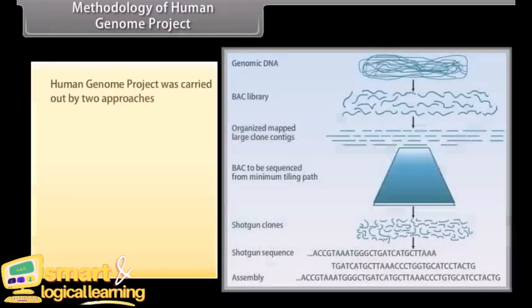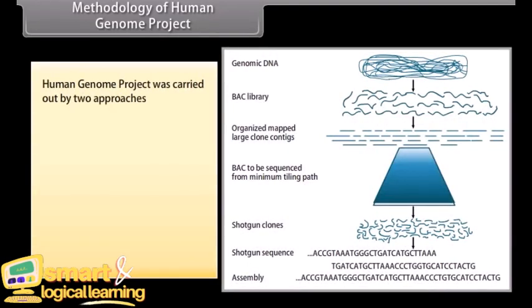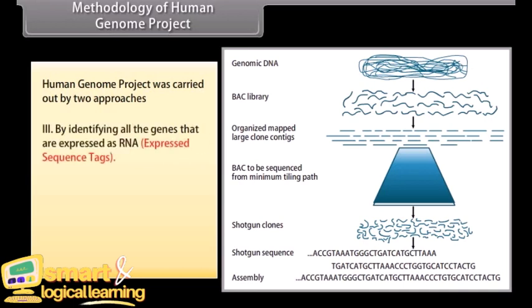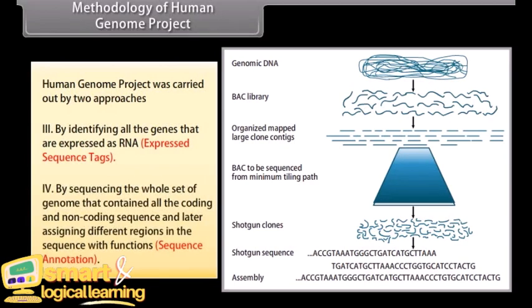Methodology of Human Genome Project. The Human Genome Project was carried out by two approaches. By identifying all the genes that are expressed as RNA, expressed sequence tags, and by sequencing the whole set of genome that contained all the coding and non-coding sequence, and later assigning different regions in the sequence with functions, sequence annotation.